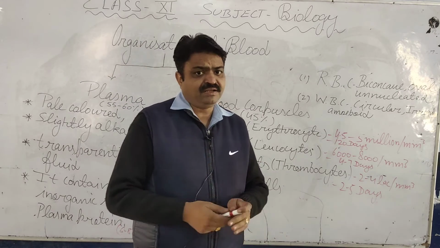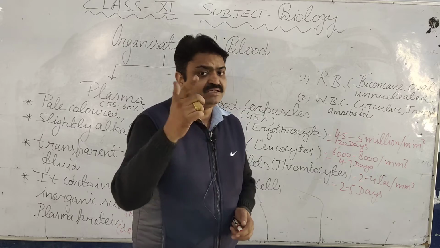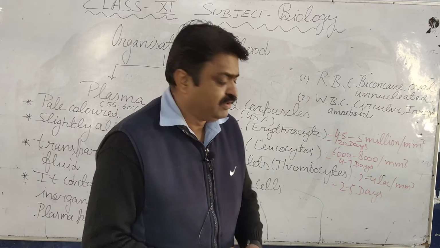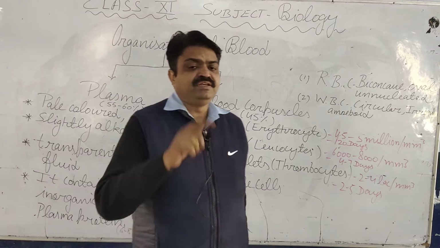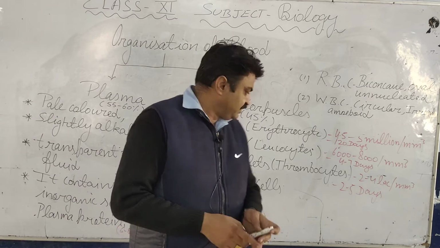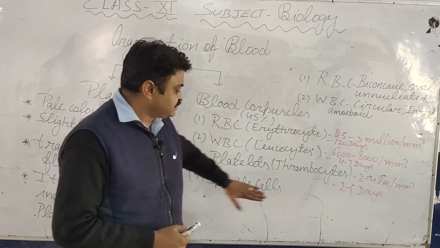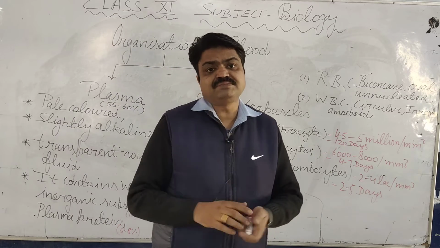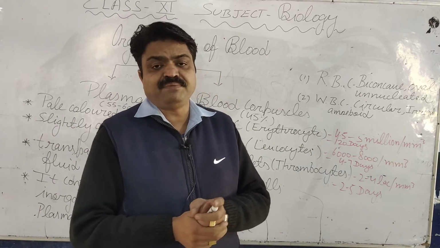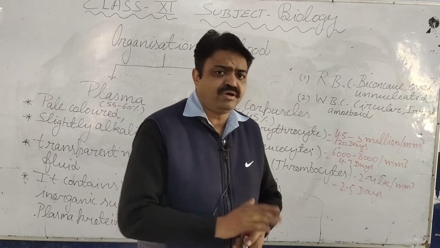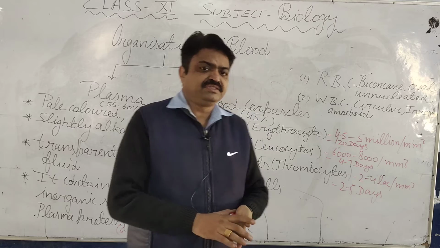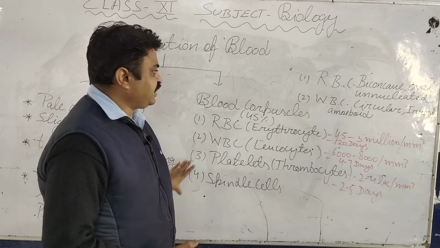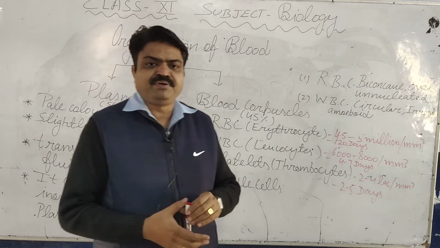There are other cells or corpuscles also found in the blood, and what do we call them, student? These cells are known as spindle cells, because they have a spindle shape, and they also help in blood clotting, student. So these are the components that are found inside our blood.